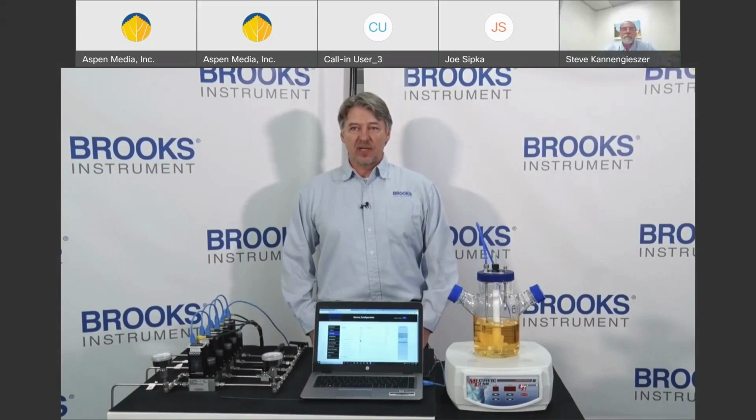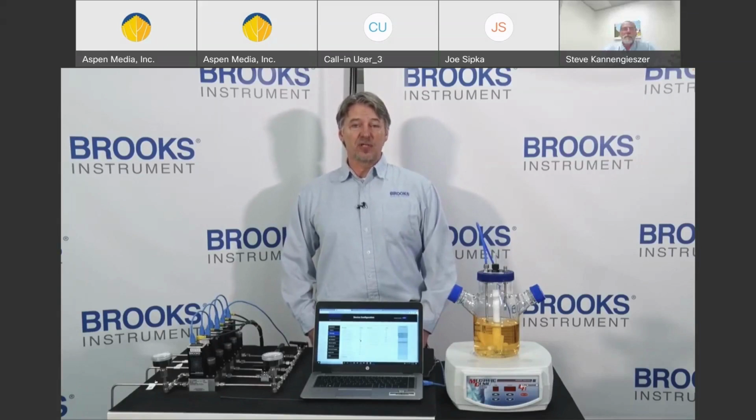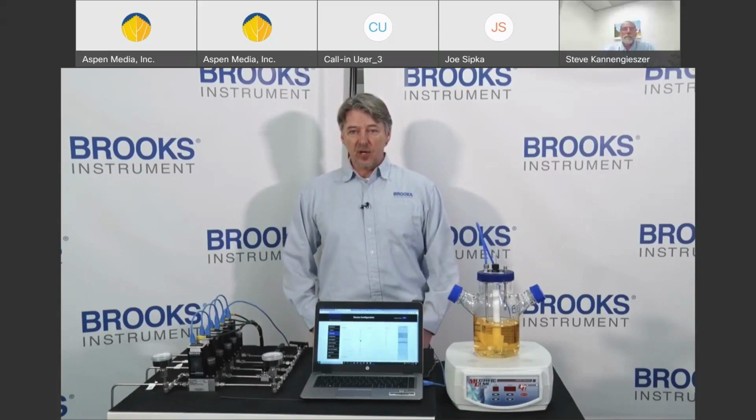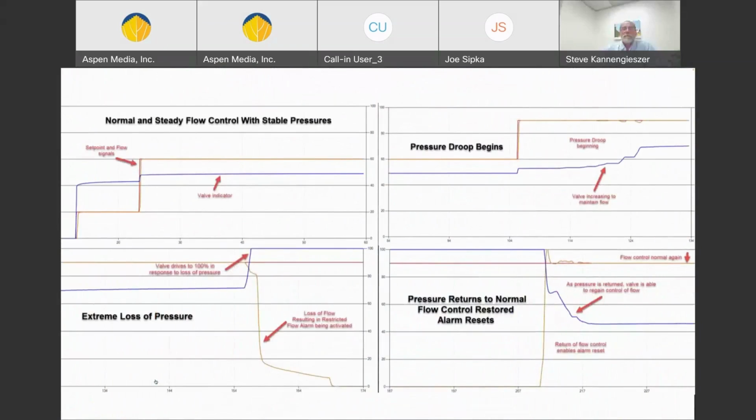What I'll be demonstrating is an alarm called a restricted flow alarm. It's often referred to as a choke flow alarm. This alarm can alert you to the loss of flow due to pressure droop or other causes of restricted flow. This alarm can then be tied to your PLC control system, allowing you to quickly address the issue. I want to start by showing a few screenshots explaining how the restricted flow alarm works.